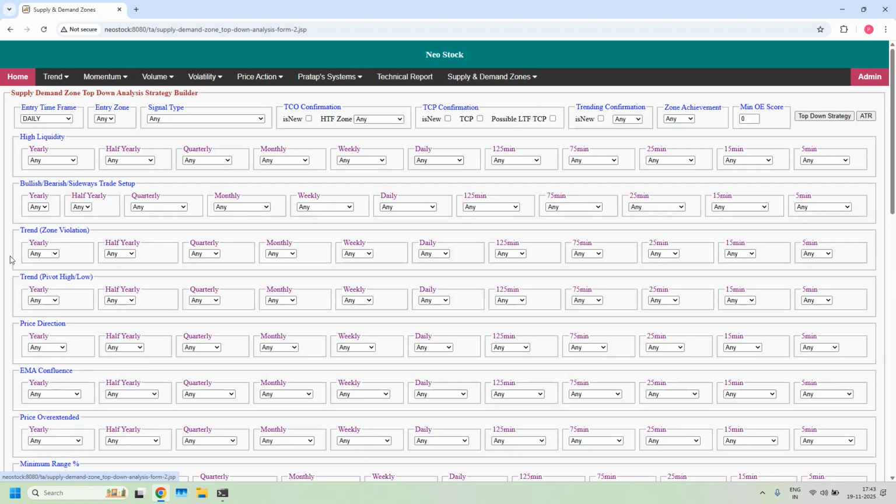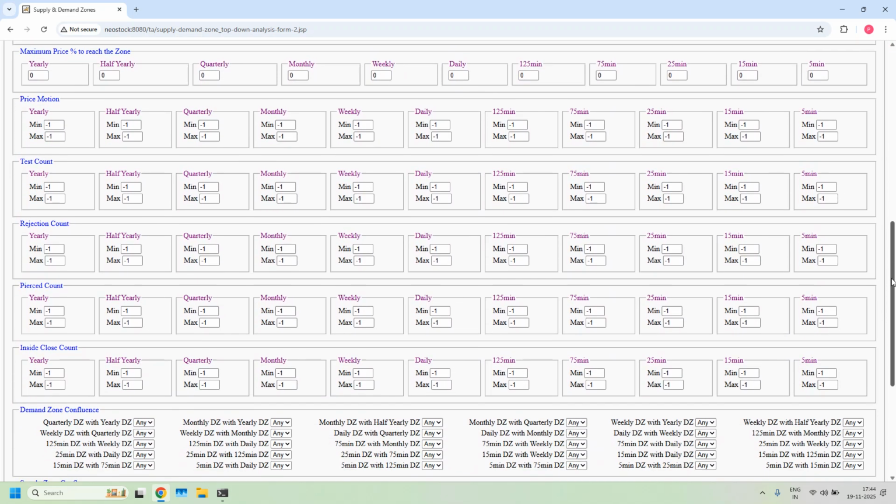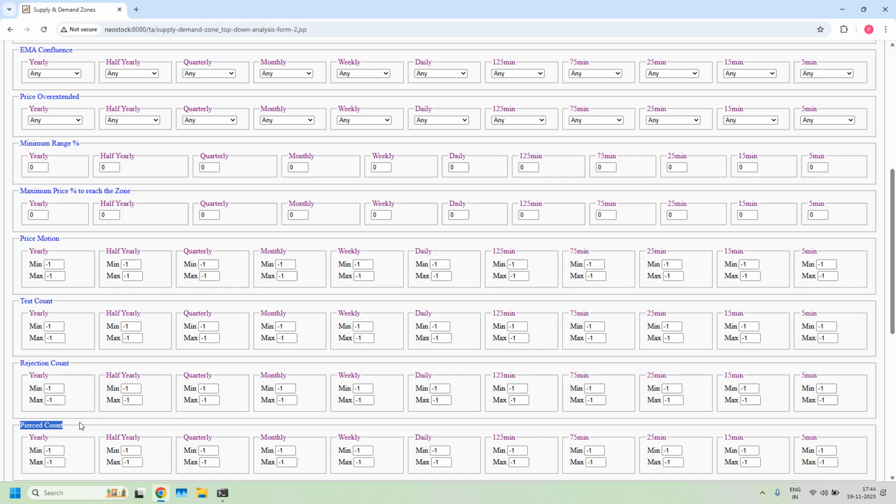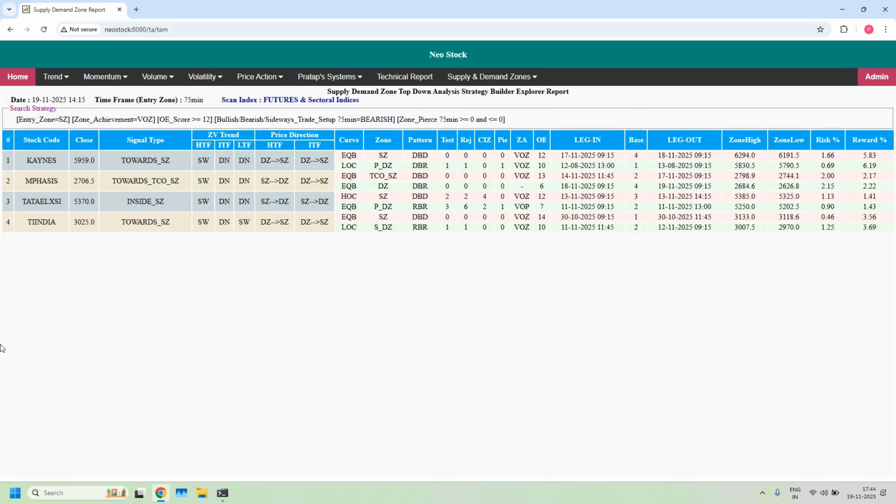Next, bearish trade setup for weekly income trade. Entry time frame zones are 75 minutes supply zone. Here at 75 minutes I am selecting bearish, zone achievement VOZ, minimum odd and enhanced score 12, and 75 minutes supply zone should not be pierced. So pierced count parameter 75 minutes time frame, minimum value 0, maximum value 0. With these filters we got 4 stocks supporting bearish trade setup for weekly income trade, and all the entry time frame zones are 75 minutes supply zones.